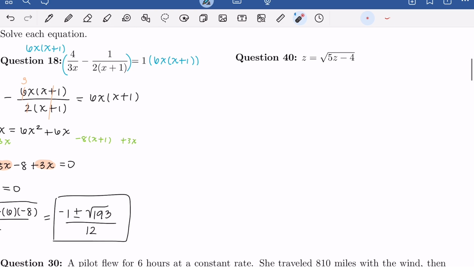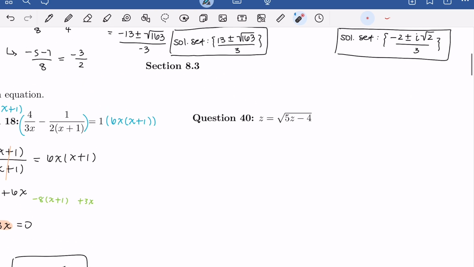Alright, let's look at question 40. We're going to do something similar, but notice we have the square root on the right-hand side of this equation. Well, we've seen from previous sections that if we want to solve an equation of this form, we're going to want to get rid of this square root. And to do that, we're going to square both sides of our equation.